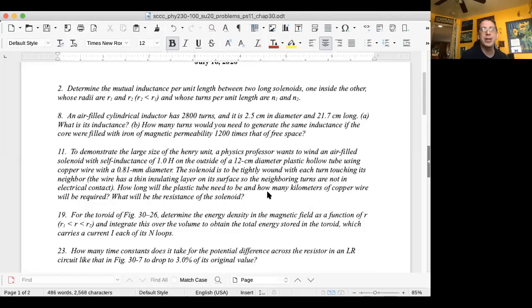And then how many kilometers of copper wire will be required? So each turn has the equivalent of one circle, or 2 pi r length of copper wire. And so you can figure out the length of wire from that. And then what will be the resistance of the solenoid? So that goes back to chapter 25, when we talk about resistance and resistivity. And you have enough information here to figure all that out.